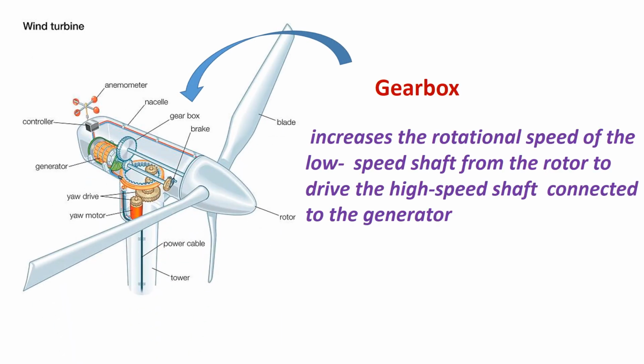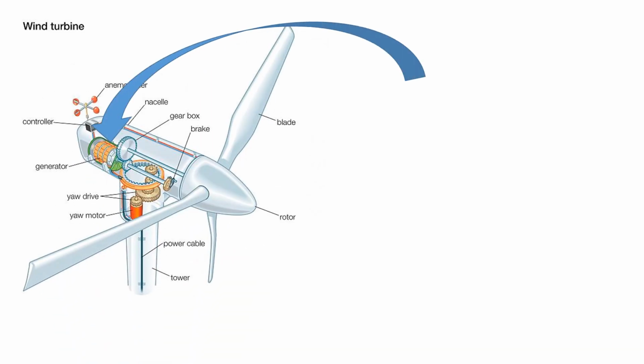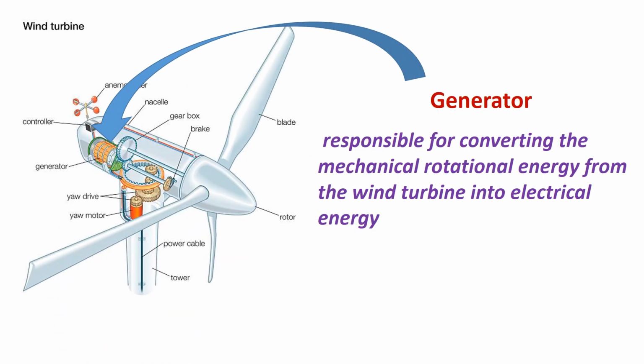Gearbox. The gearbox increases the rotational speed of the low-speed shaft from the rotor to drive the high-speed shaft connected to the generator. Generator. The generator is responsible for converting the mechanical rotational energy from the wind turbine into electrical energy.